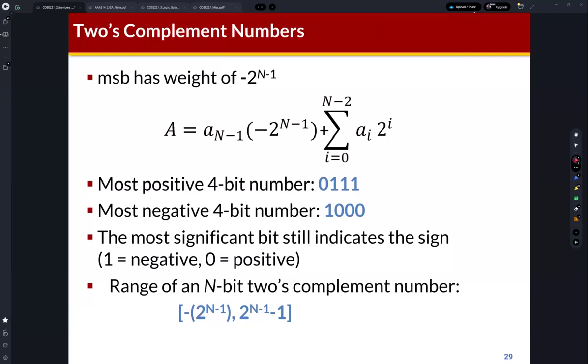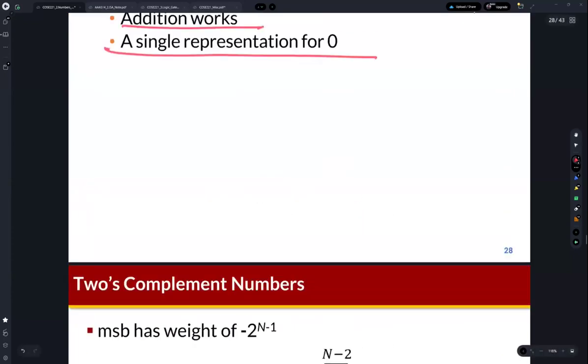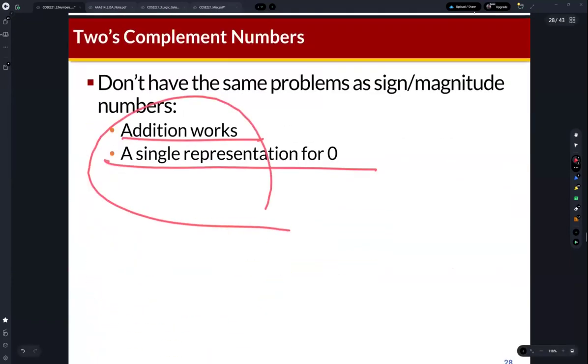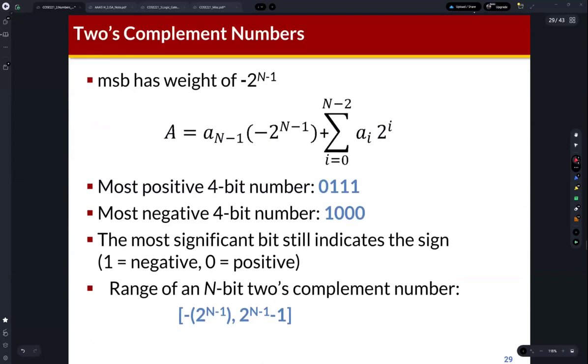You can think that we can easily understand the sign and magnitude numbers, because the sign and magnitude system is the same as our real number system. But in the computer system, because of these issues, like addition doesn't work and two representations of 0, we use 2's complement numbers. So you need to understand 2's complement numbers. So then, what are 2's complement numbers?